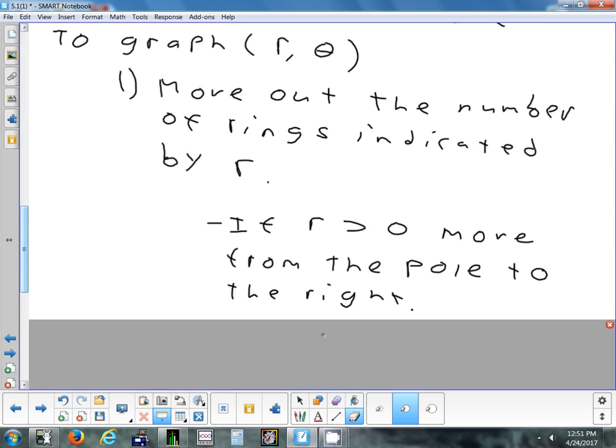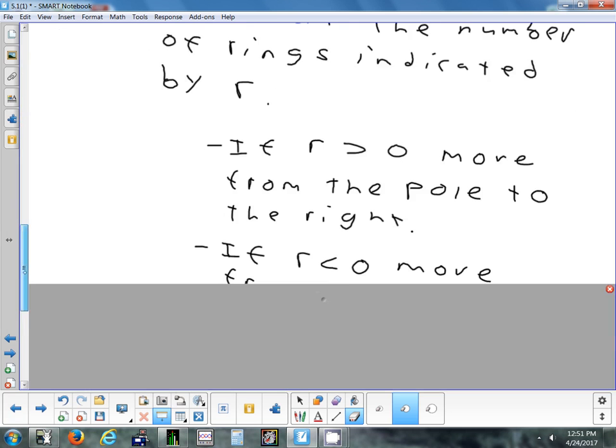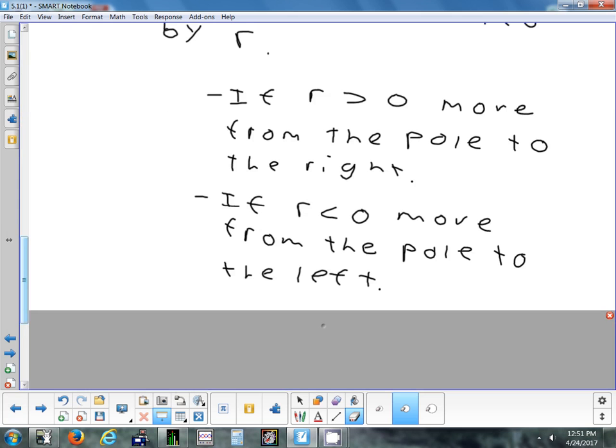What does that say? If what? If r is greater than 0. Positive. But what about if r is less than 0? Which way would you move? Matthias? To the left. Yeah, you move to the left. Right, so that's your first step. Either move to the right if it's a positive radius, move to the left if it's a negative radius.